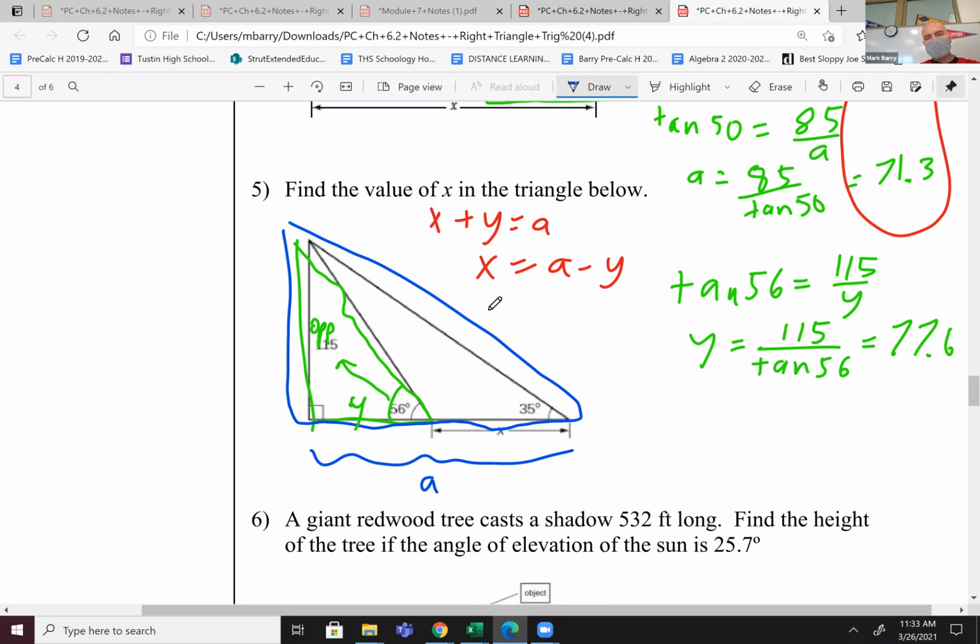Okay, so now I'm going to try to find A. So on the big blue triangle, I have 35 here, and 115 is still my opposite. And A is going to be my adjacent. So what do you know? I'm going to use tan again.